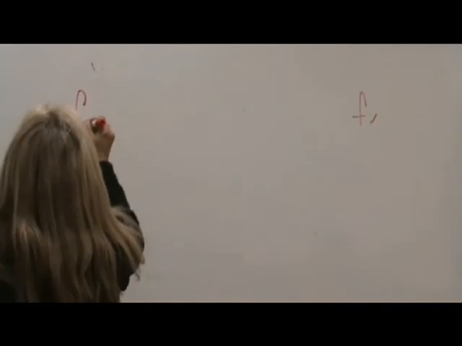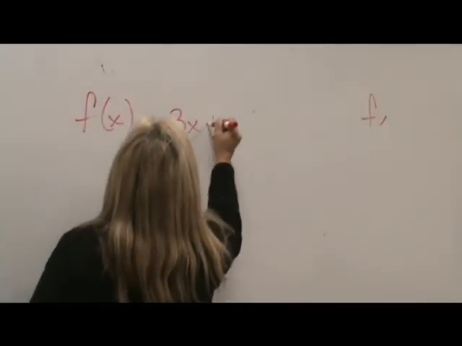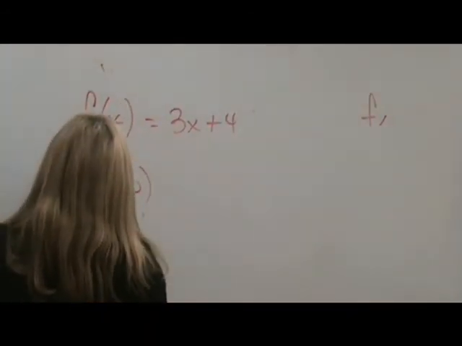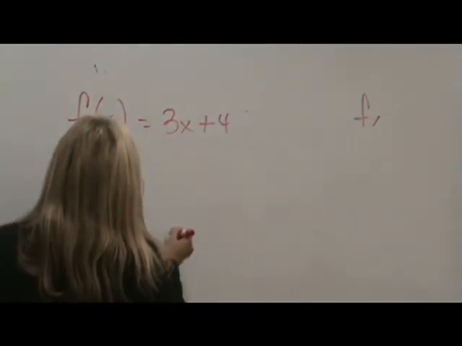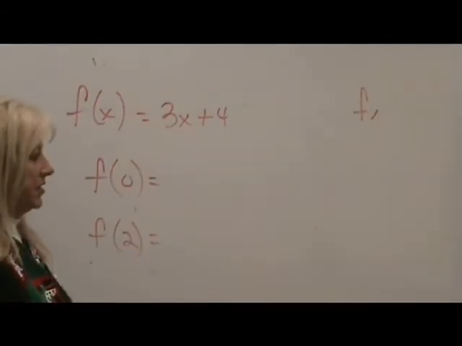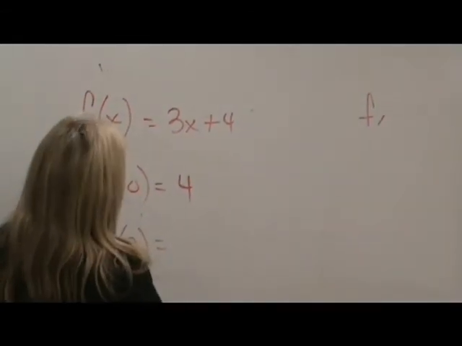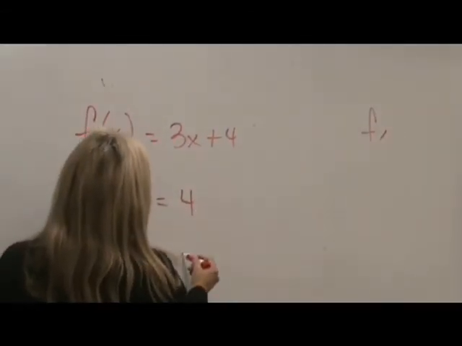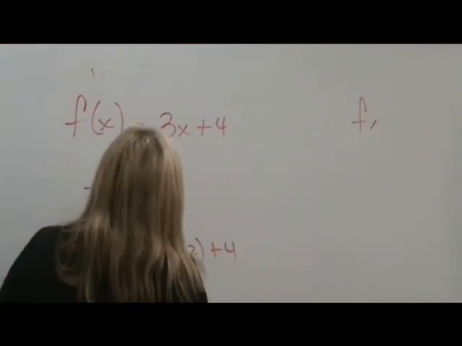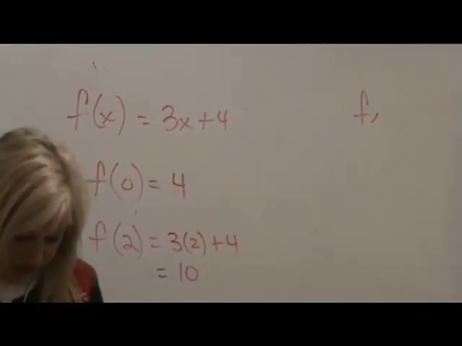If I had f of x equals 3x plus 4, and I told you to find f of 0 and f of 2. Basically, you just put 0 in place of x and your answer is 4. Put 2 in place of x and your answer would be, I'll just write this, 10, right? Yeah, so you could do one of those. Okay. All right.